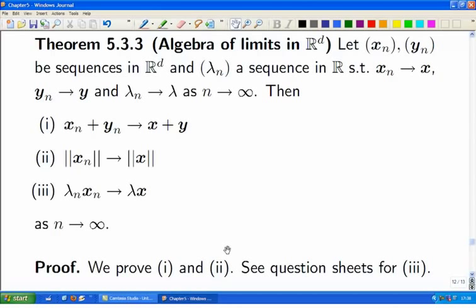What you could do is quote the algebra of limits in R to help you prove the algebra of limits in R to the D. That would be doing something. But we won't do it that way. We'll do it another way, as you'll see. There are lots of different ways to do it, and you can use the coordinate-wise convergence method to give you quite a neat proof of part one. So if you want to do part one using first coordinates, second coordinates, third coordinates, and the algebra of limits in R, that's fine. Part two, you can do again using coordinate-wise convergence. You'll have to quote something about the square root function, but that's a reasonable quote. So again, it's an alternative proof structure, which we won't use today. Part three will be on a question sheet.